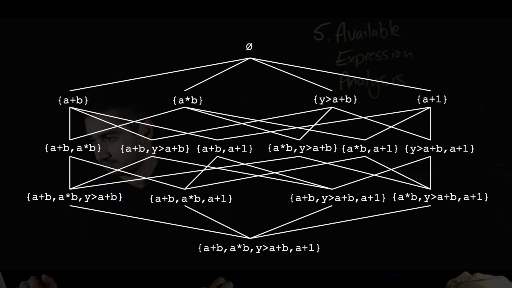A particular value of this lattice represents what expressions are available at a program point. So at the very top of the lattice, we would have that no expressions are available. At the very bottom, we have that all expressions are available. And in the middle we can have different subsets of expressions available. This analysis can be useful for program optimization because if we know an expression has already been computed, we don't have to compute it again.